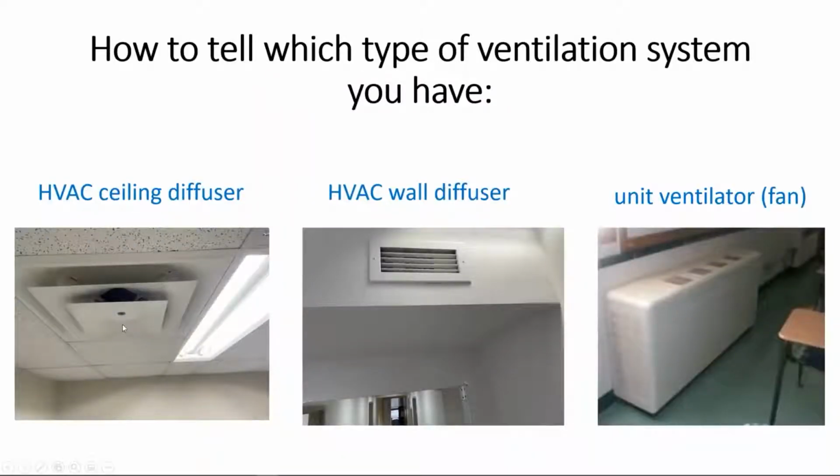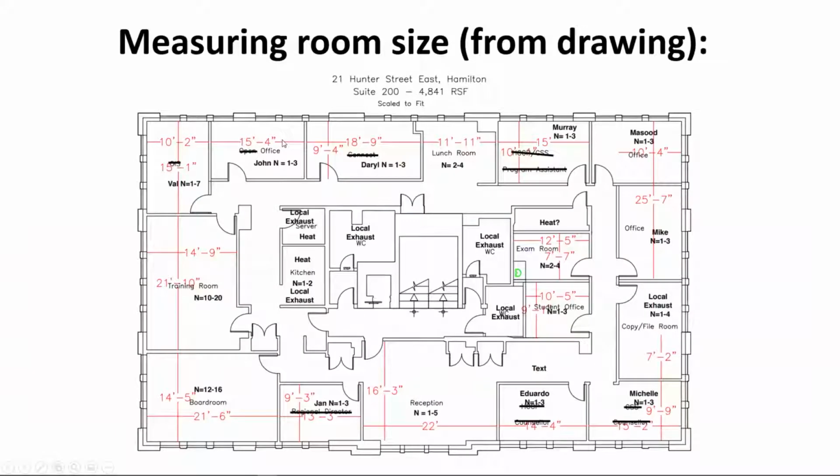And if you have ceiling diffusers that look like this, or at the top of the wall, a diffuser that looks like that, that's blowing air into the room, you probably have an HVAC, which stands for a heating, ventilation, air conditioning unit. If you have one of these on the right-hand side here, you probably have a unit ventilator. And if you have hot water registers or radiators or perimeter electric heating, then you probably have natural ventilation and you don't have air blowing in.